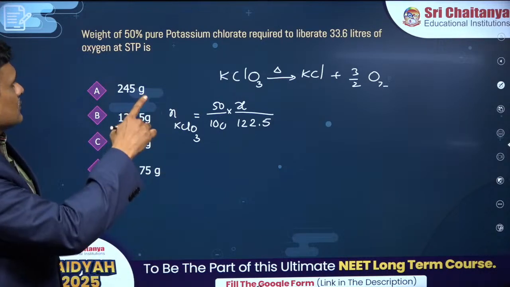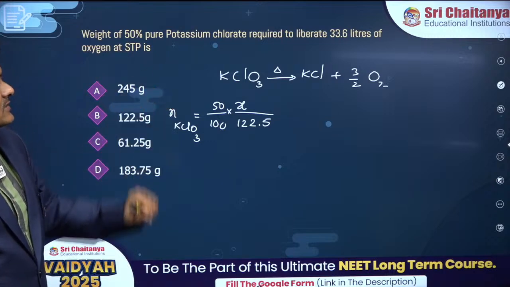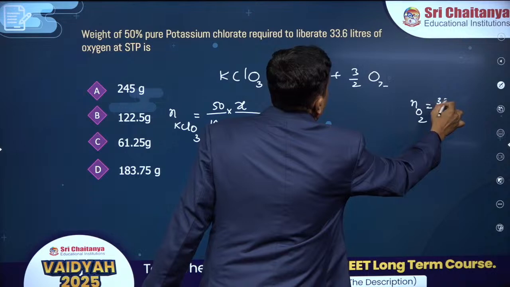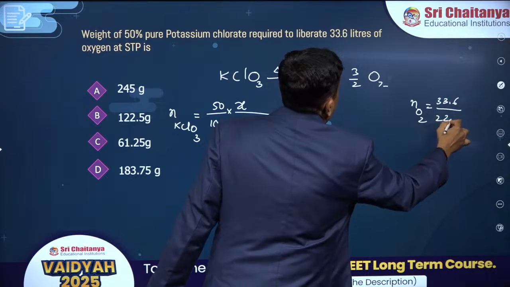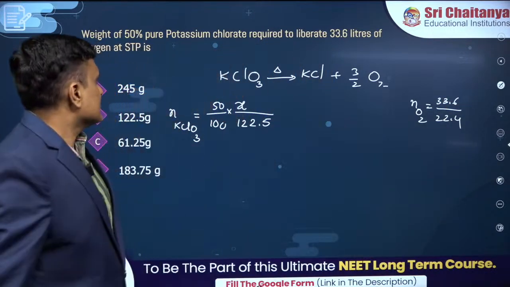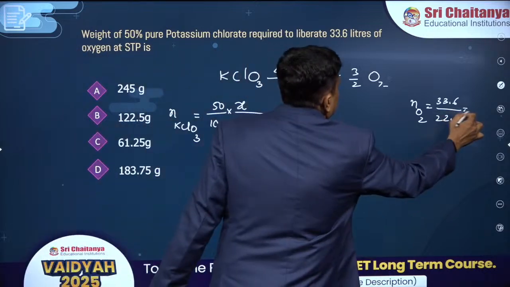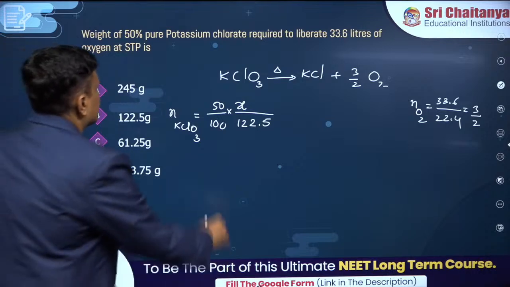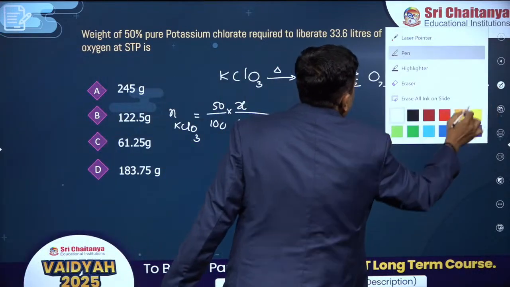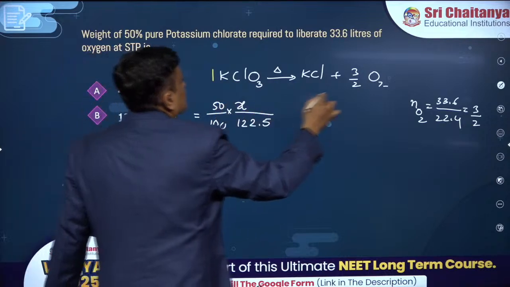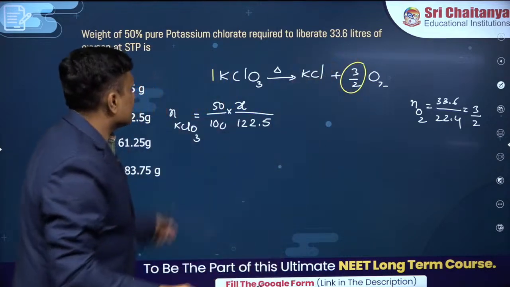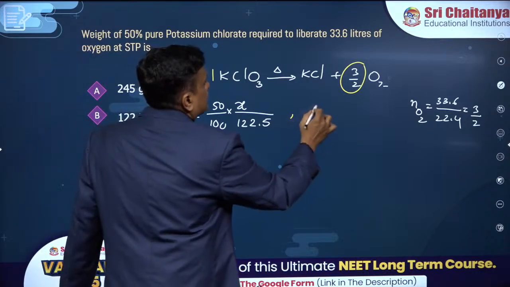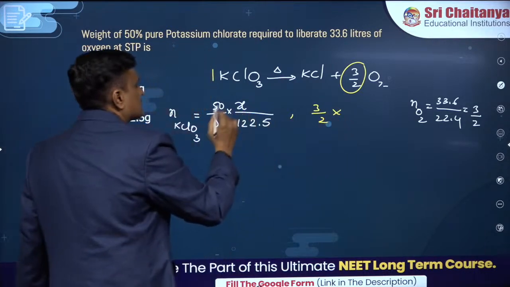I need to have the number of moles of oxygen because at STP the information is related to the volume of oxygen. You know, number of moles of oxygen is volume at STP by 22.4 liter. This is equal to 3 by 2, isn't it? Now, 1 mole of KClO3 gives rise to 3 by 2 mole of oxygen. If these are the number of moles of KClO3, the number of moles of oxygen would be 3 by 2 times of this whole stuff.